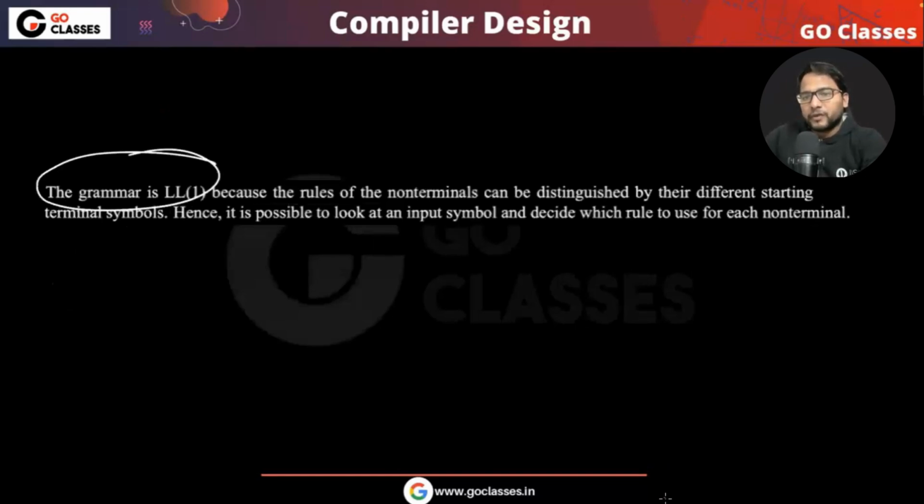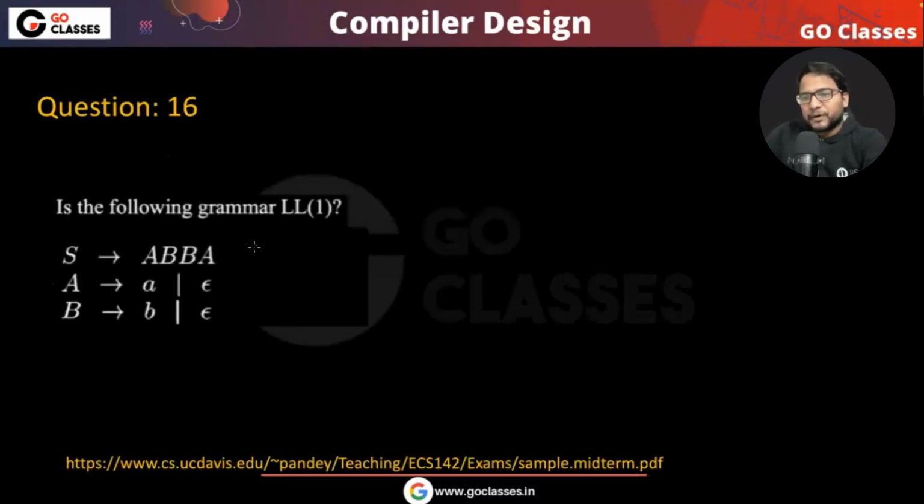Understood? Now let's just see this particular question. Is the following grammar an LL1 grammar? What do you think? Can you tell me quickly? Is this grammar LL1?